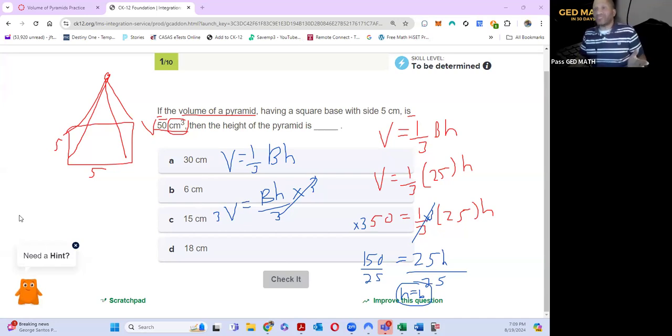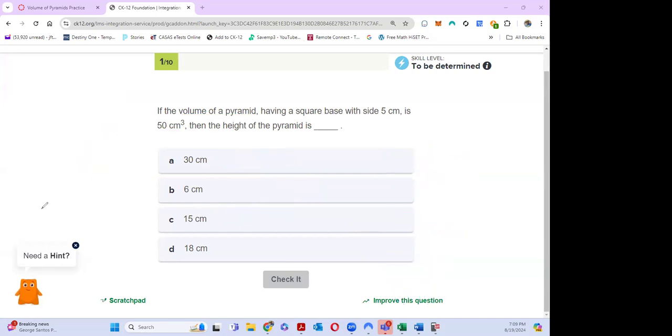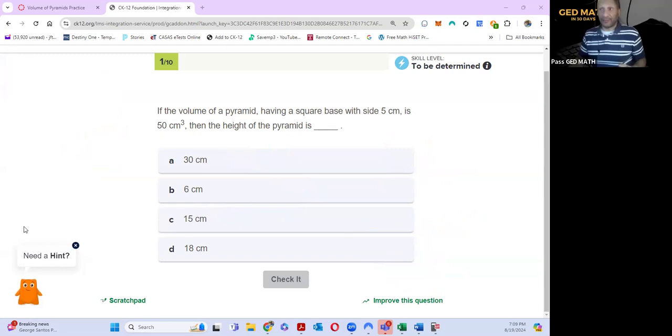Okay. Watch the common sense way. Now I'm going to show you the way you should be done in 45 seconds. Watch this. First of all, identify your givens. Square base with 5 centimeters. I'm going to draw it again.